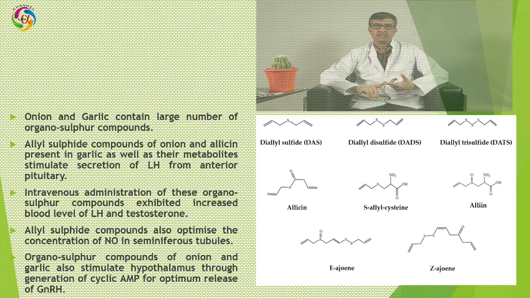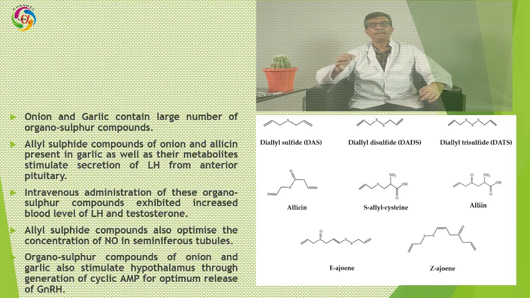Now, both these allyl sulfide compounds, allicin and their metabolites, have been found to improve the secretion of LH from the anterior pituitary gland. When these allyl sulfide compounds or allicin are given intravenously, the concentration of LH is increased, the concentration of testosterone is increased. It has been scientifically reported and documented.